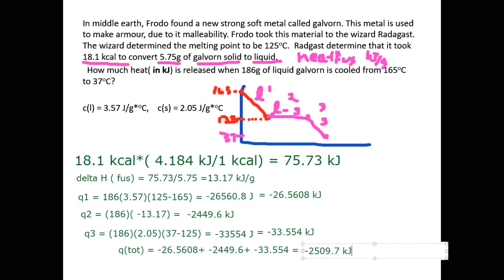So we get a final answer of negative 2,509.7. Let me just double check my work.